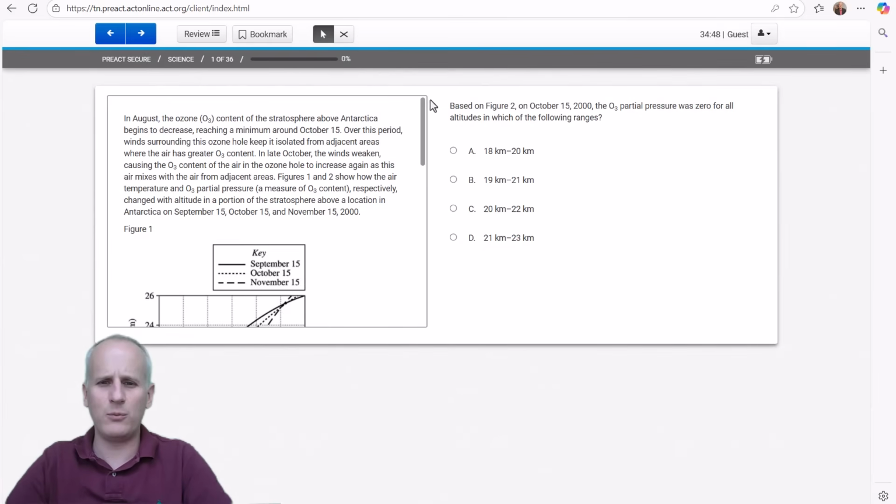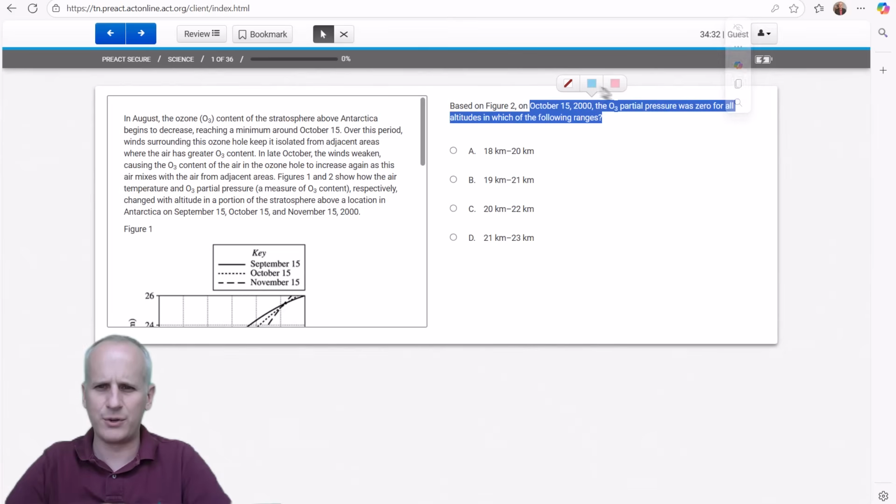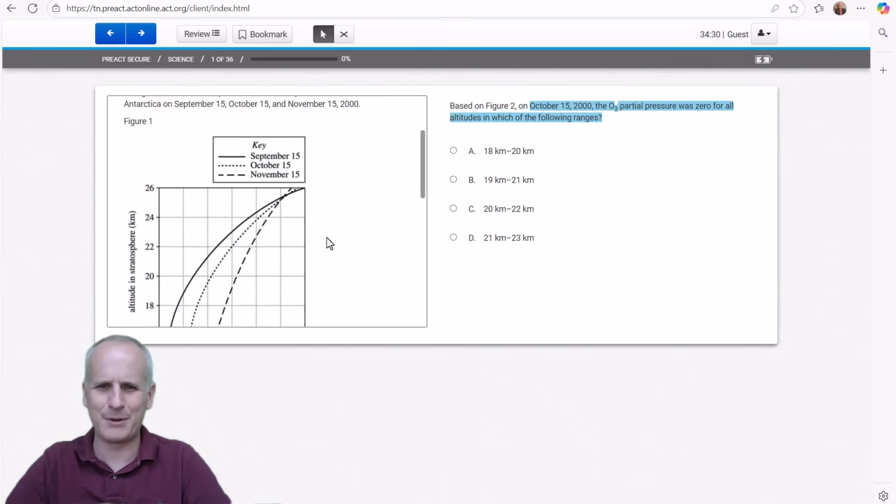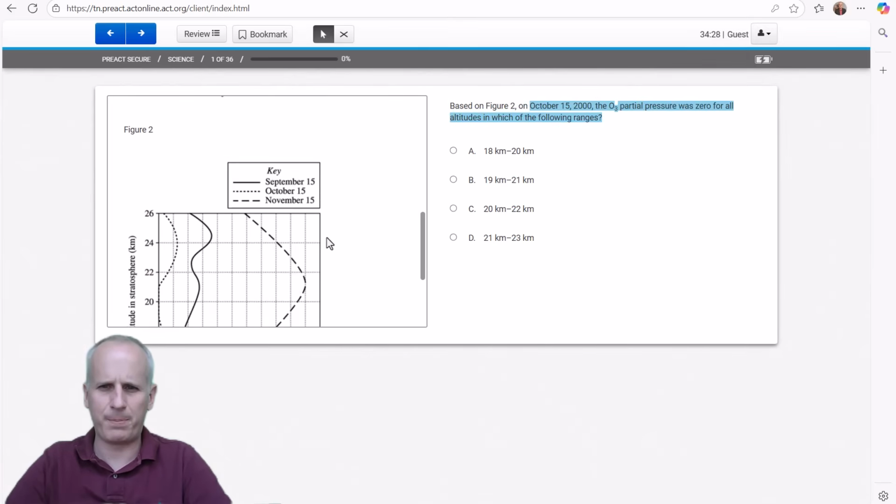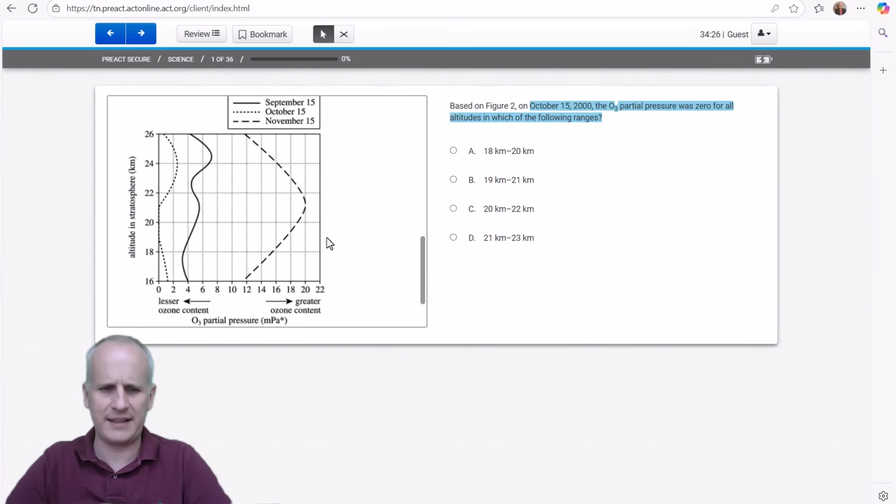So the key with the science section, as it was with the reading section and to a degree the English and math sections, is focusing on what you're being asked to do first. So here we can see, based on figure 2, on October 15, 2000, the O3 partial pressure was 0 for all altitudes in which of the following ranges. I'm going to highlight that, and I'm going to go straight to figure 2. And we see that in this figure, we've got O3 partial pressure, and we've got to go October 15th, which is going to be this dotted line on the left.